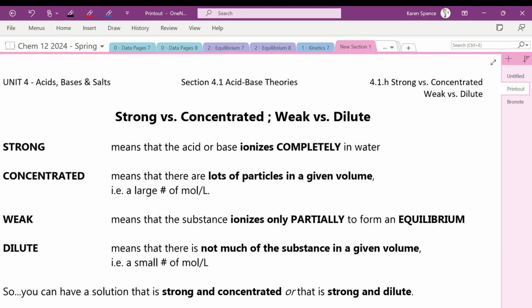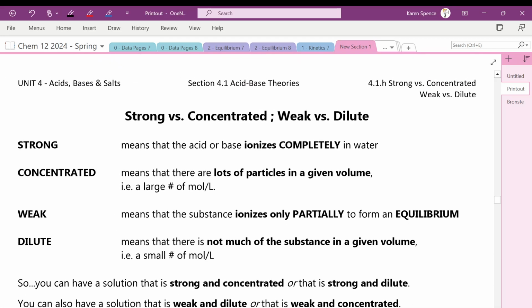And now we are on to strong versus concentrated and weak versus dilute. I would like you to try and explain the difference between strong and concentrated to your partner. See what you know about that already.